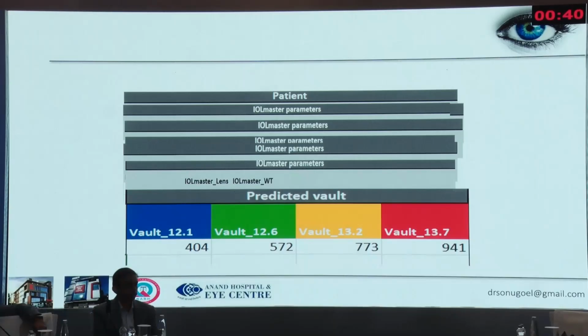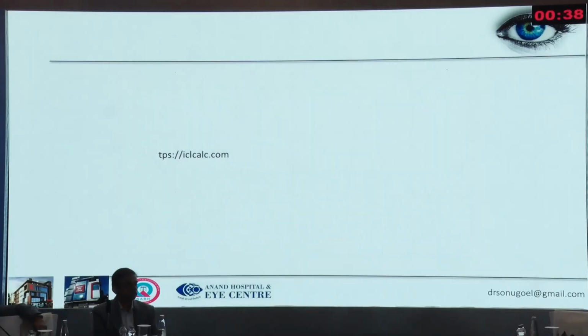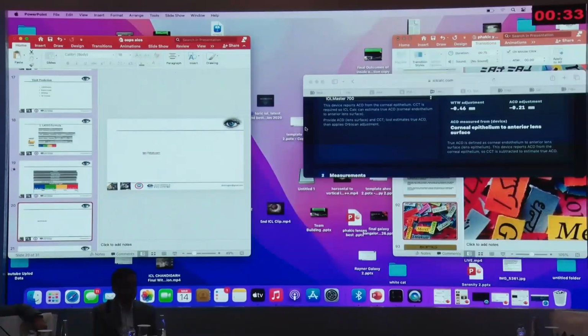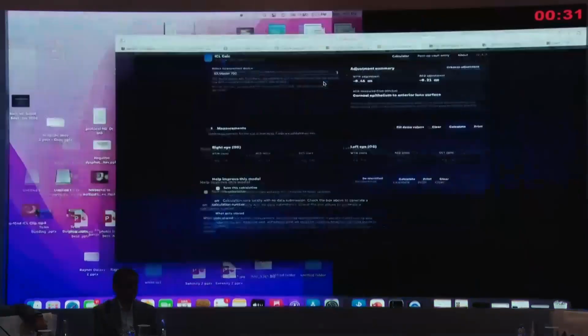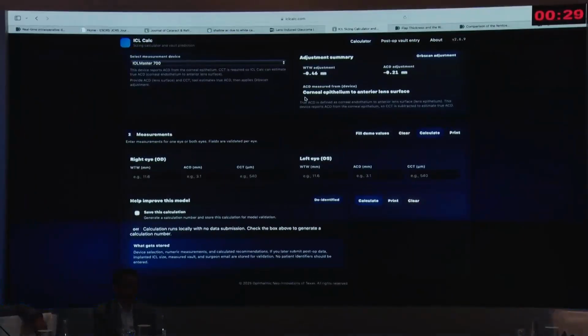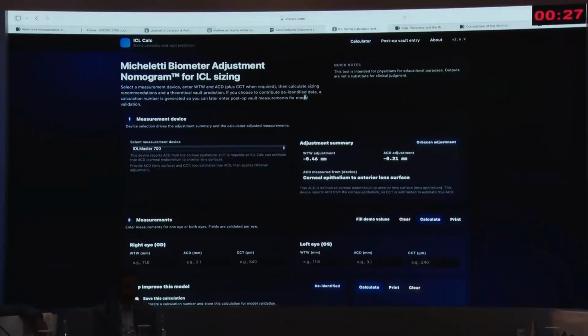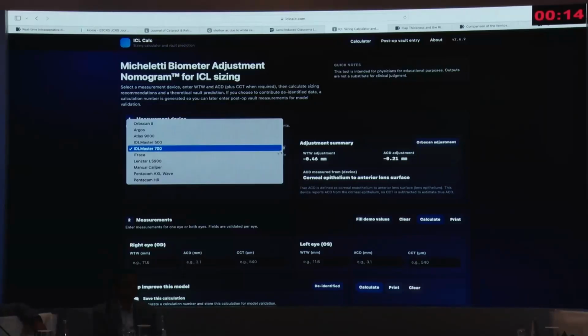So I think this works very well and helps in avoiding those outliers, maybe a low or a high vault. Recently, thanks to Gaurav who shared with us this wonderful tool, which is called, with your permission, Gaurav, I'm using this here, the ICL calculator. This is actually an online calculator which helps you in giving an adequate size and predicting the vault. The beauty of this tool is that it is available online freely, and you can change the equipment that you're using.